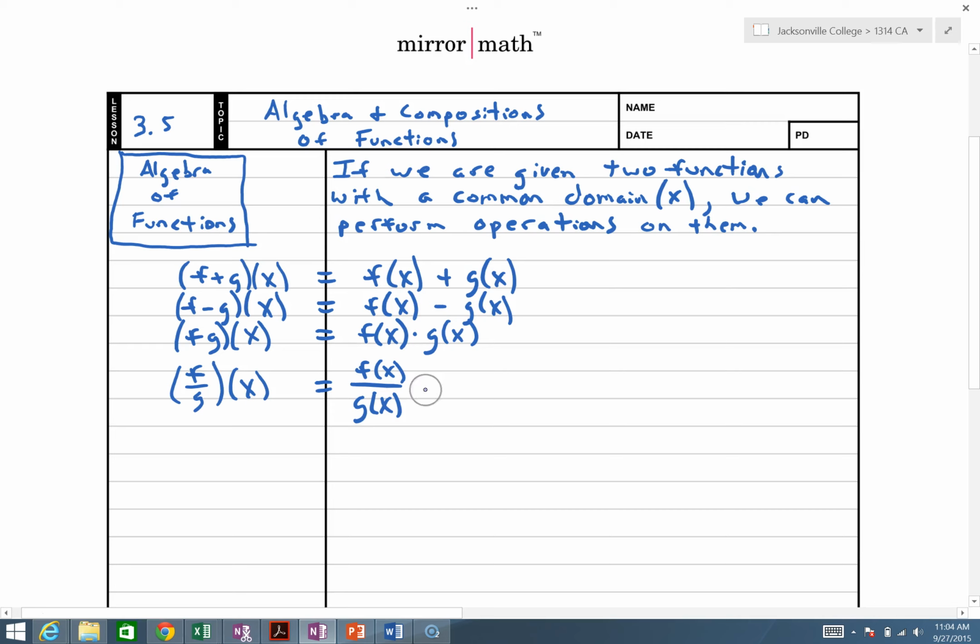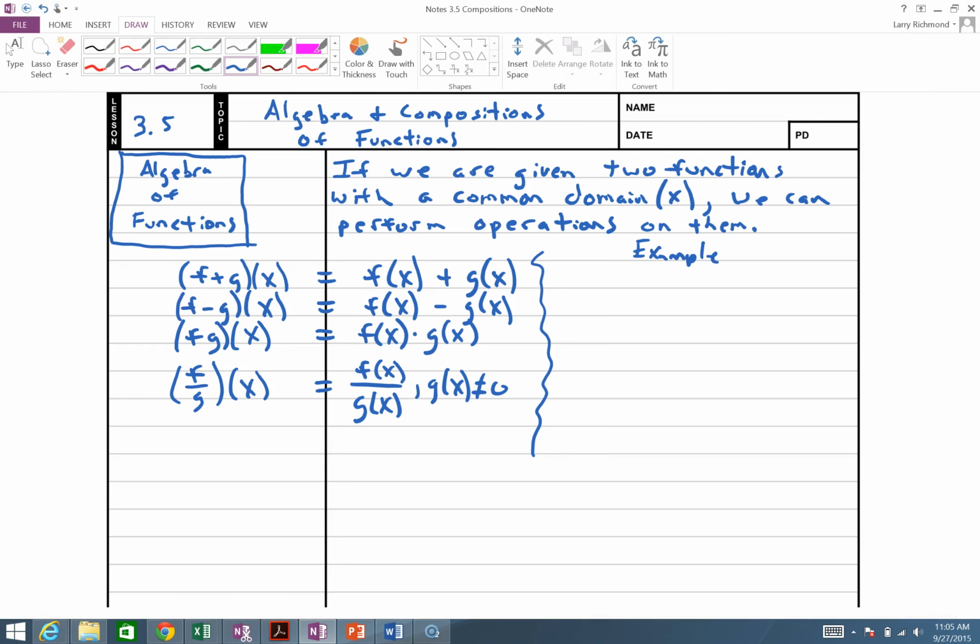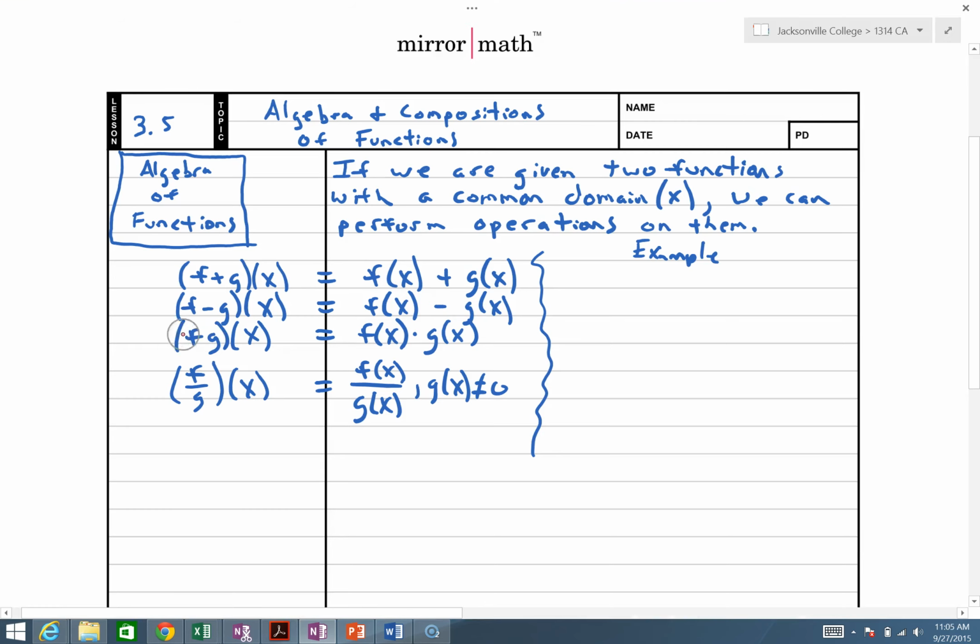And of course we'll have our ubiquitous can't divide by 0 statement. G of x here cannot be 0. We'll break math if we divide by 0. Alright, let's look at an example. Just one example. I'm going to use my multiplication rule here. I could easily have used any of these other ones.